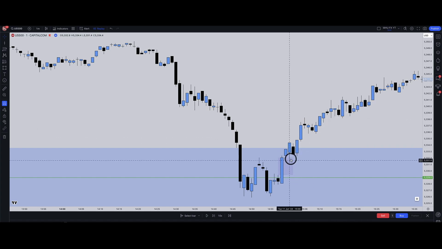So don't forget, my entry came at the moment we got that dip back down into this fair value gap in here on the 1 minute time frame. This is when I looked to enter. I was in from about this high over here. It dipped back down and then we took off.